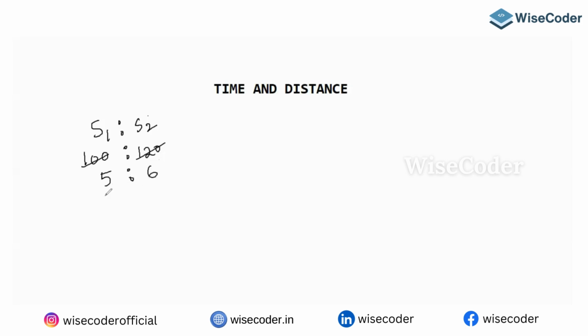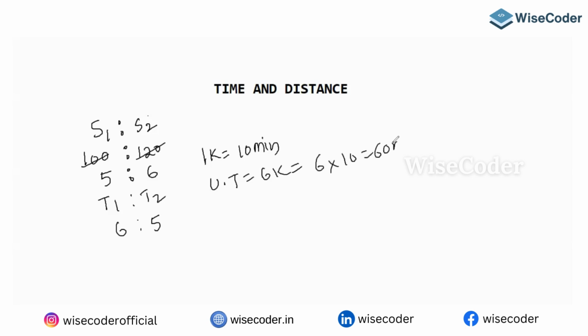When speeds are in the ratio 5 is to 6, then times are in the ratio 6 is to 5. What is it saying? He would take 10 minutes less to cover the same distance. How many parts less? According to the previous one, it's only one part less. Then one part is equal to 10 minutes. You want the usual time. Usual time is 6 parts. Then 6 into 10 will give you 60 minutes.